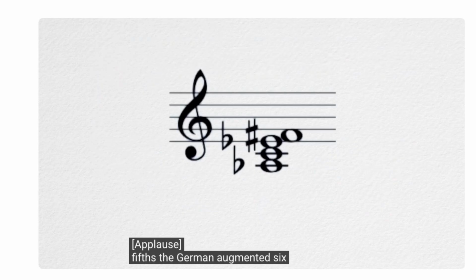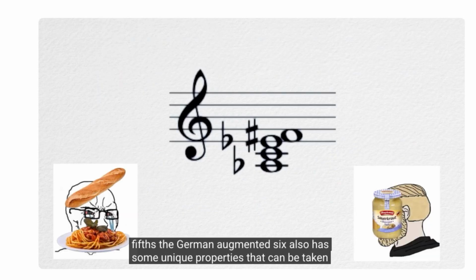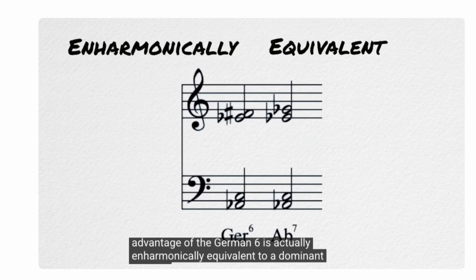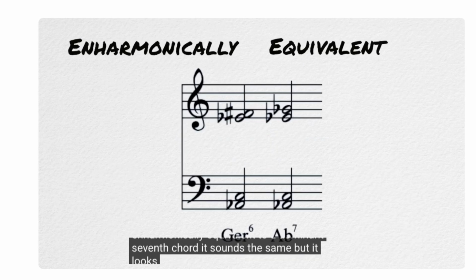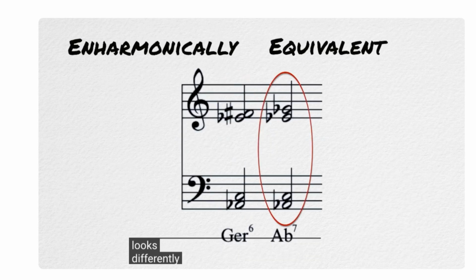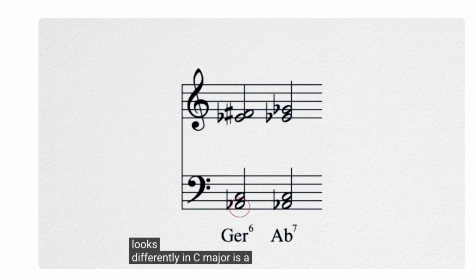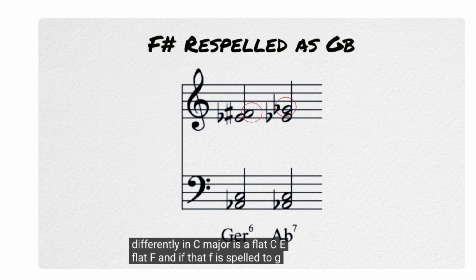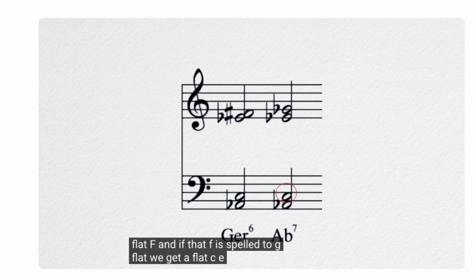The German augmented sixth also has some unique properties that can be taken advantage of. The German sixth is actually enharmonically equivalent to a dominant 7th chord. It sounds the same, but it looks different. In C major it is A flat, C, E flat, F sharp, and if that F sharp is respelled to G flat, we get A flat, C, E flat, G flat, which is just an A flat 7 chord.